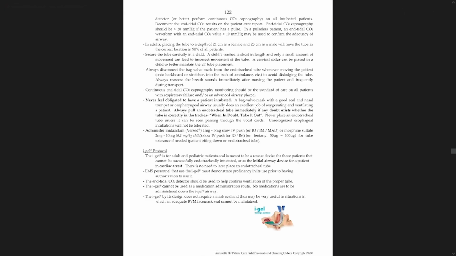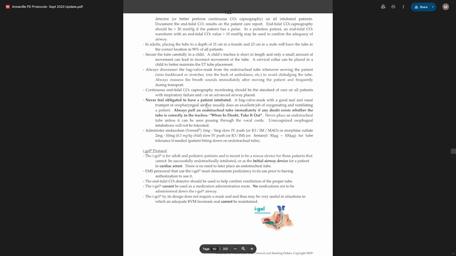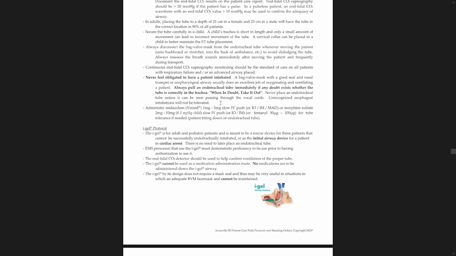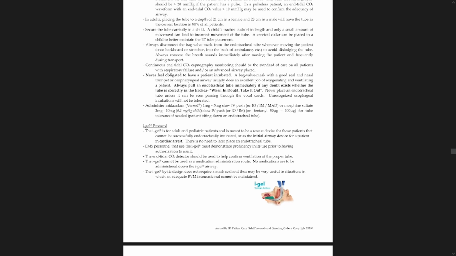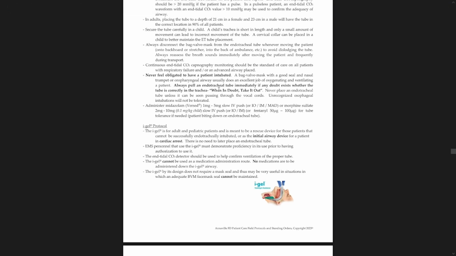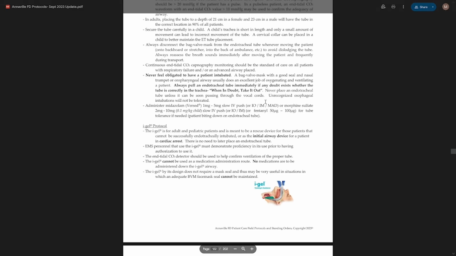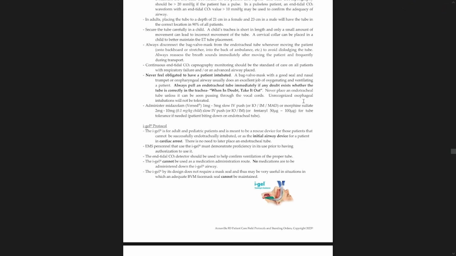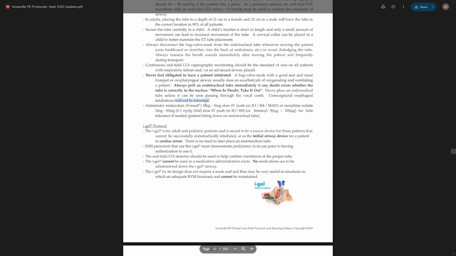Continuous ETCO2 or capnography monitoring should be the standard of care on all patients with respiratory failure and/or advanced airway placement. Never feel obligated to have a patient intubated. A BVM with a good seal and nasal trumpet or an OPA usually does an excellent job of oxygenating and ventilating a patient. Always pull an endotracheal tube immediately if any doubt exists whether the tube is placed correctly in the trachea. When in doubt, take it out. Never place an endotracheal tube unless it can be seen passing through the vocal cords. Unrecognized esophageal intubations will not be tolerated.